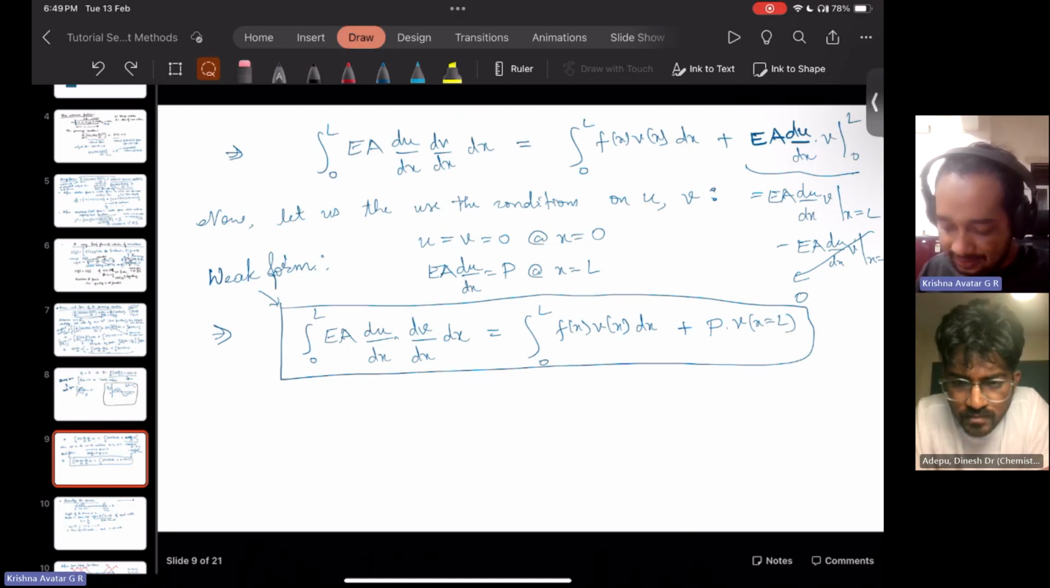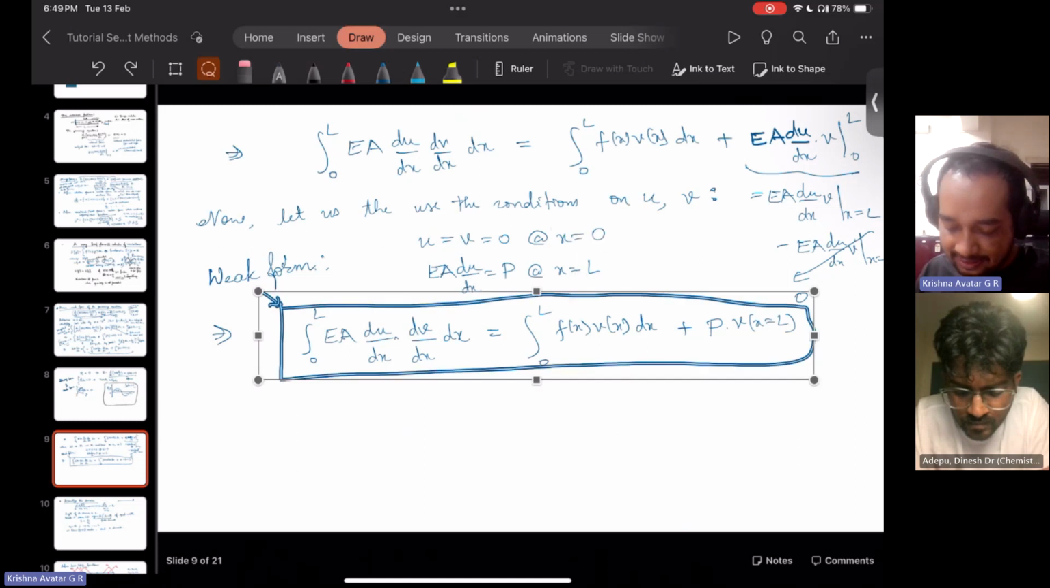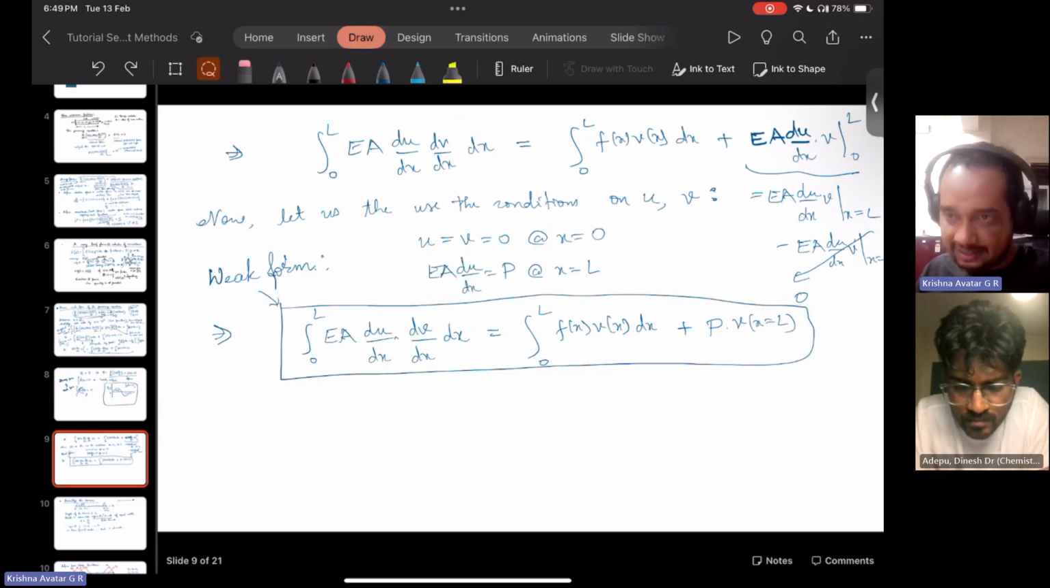That u is equal to v is equal to 0 at x is equal to 0, and EA du by dx is equal to P at x is equal to L. This we used here. So we use that, and in the weak form we got this.